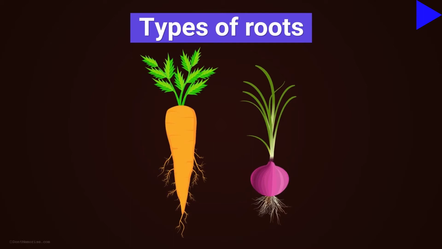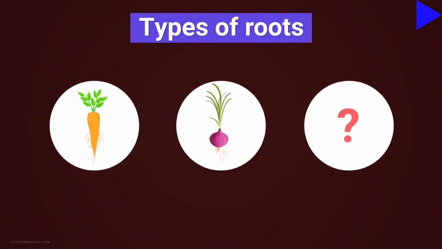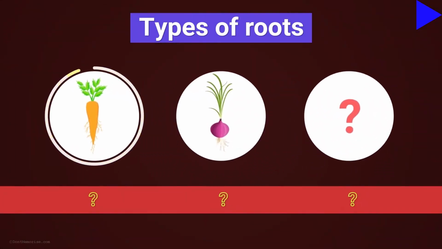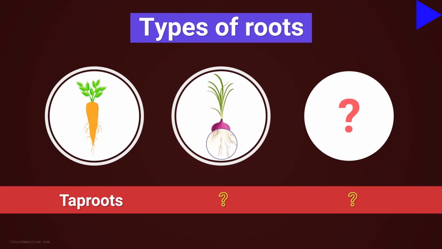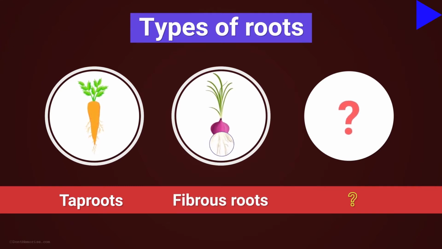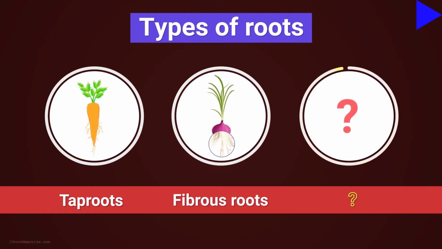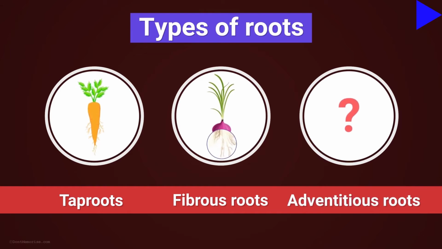Well, there are various types of roots found throughout the plant kingdom. But we will restrict ourselves to three major types. The first one is the category of carrots. These type of roots are called taproots. The second type is the one in which there are bunch-like structures, the ones found in this onion. These are called the fibrous roots. And the last type, which we're yet to discuss, is called adventitious roots.